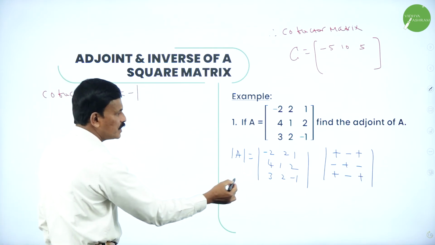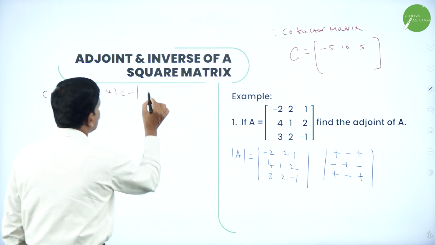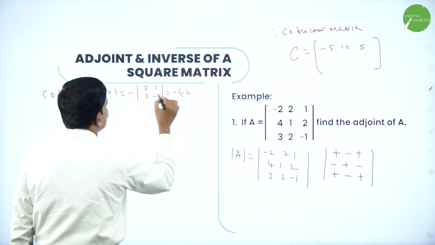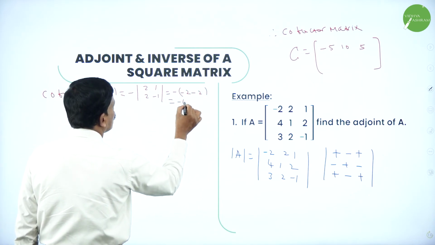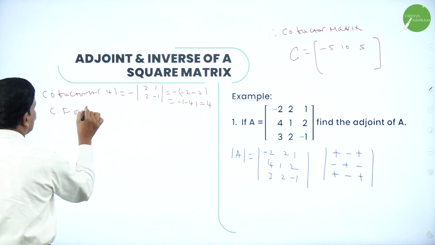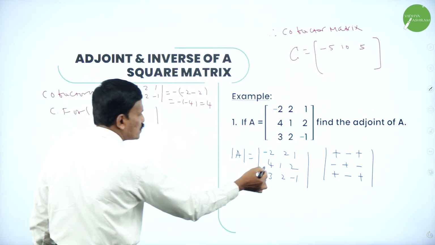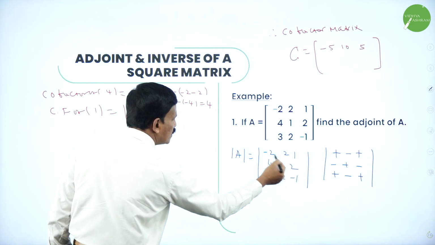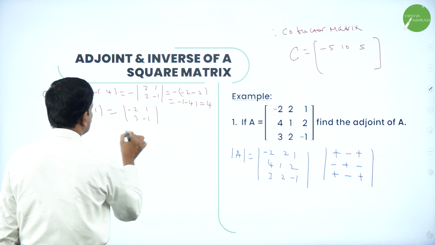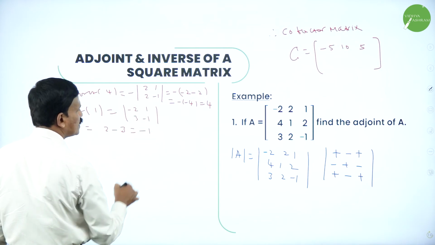Delete the row and column containing 4. This row and column is gone. What is left over is 2, 1, 2, minus 1. Minus of 2 times 1 is 2, minus 2. So, minus of minus 4 is equal to plus 4. Similarly, the cofactor of 1. The sign is positive. Delete the row and column containing 1. Minus 2, 1, 3, minus 1. So this is equal to 2 times 1 is 2, minus 3 times 1 is 3, that's equal to minus 1.